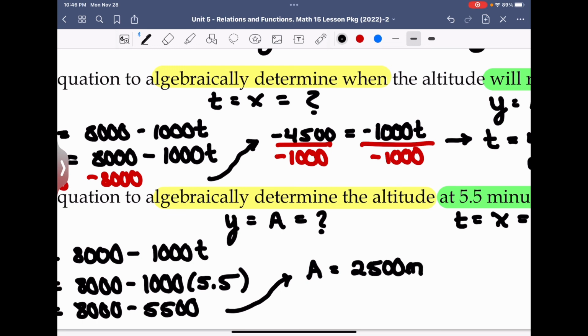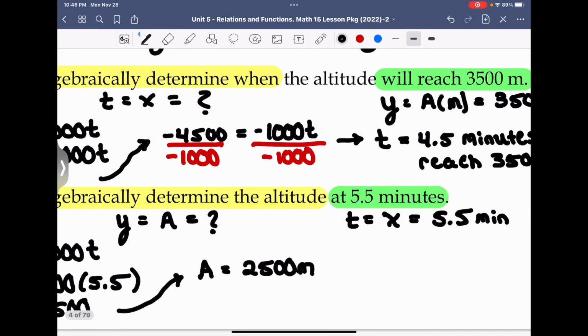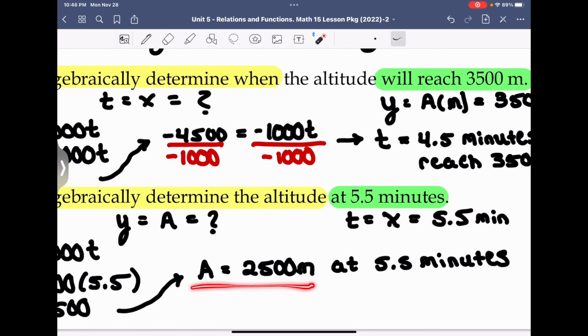Now let's give this context. If it's 2,500 meters altitude, when is it 2,500 meters in altitude? At the 5.5 minutes. Remember, borrow the context from whatever line that you're reading this from. If they tell us we're determining altitude at the 5.5 minutes, then that should be involved in your answer. We get an altitude at that amount of minutes, and that would be your final answer there.